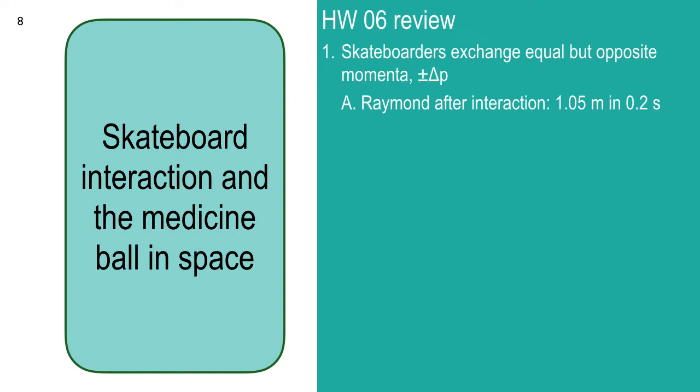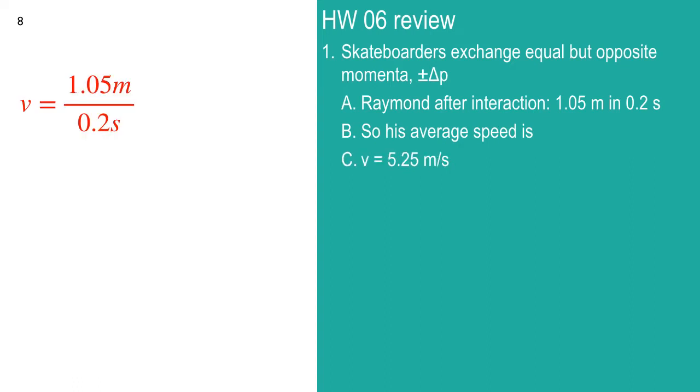Now, the skateboard specs were given for Raymond, all right? In 0.2 seconds in this example, I believe the elapsed time was different for each attempt, he traveled 1.05 meters. What that lets you do is figure out his average speed. The amount of momentum that he got from interacting with Gregory in the homework depends on knowing his average speed. So here we go. It's just 1.05 divided by 0.2. Now go ahead and verify me on that. That should work out to V equals, and this is V2, V equals 5.25 meters per second.